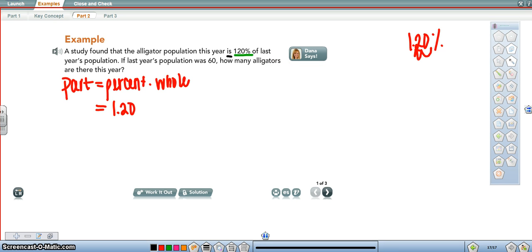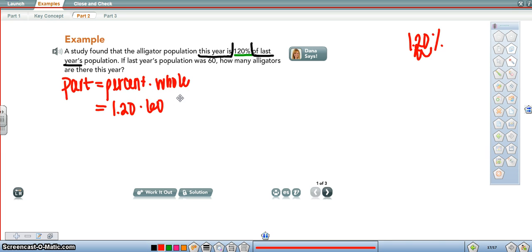All right, we're looking for those keywords, is and of. This year is 120% of last year. So this year is the part, last year is the whole. Is for part, of for whole. So it says that last year's population was 60. Last year is our whole.